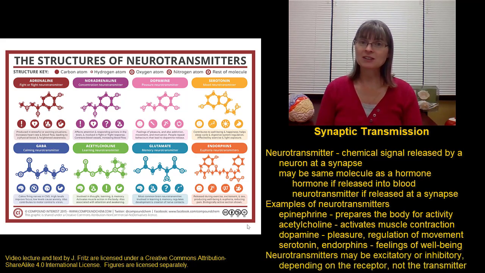Neurotransmitters can be either excitatory or inhibitory, meaning they can cause a depolarization in the postsynaptic cell or a hyperpolarization in the postsynaptic cell.